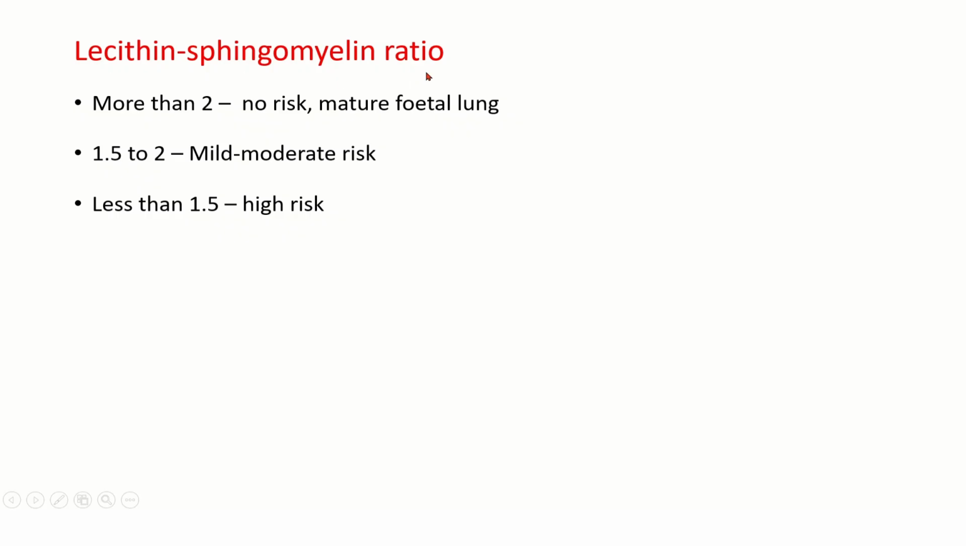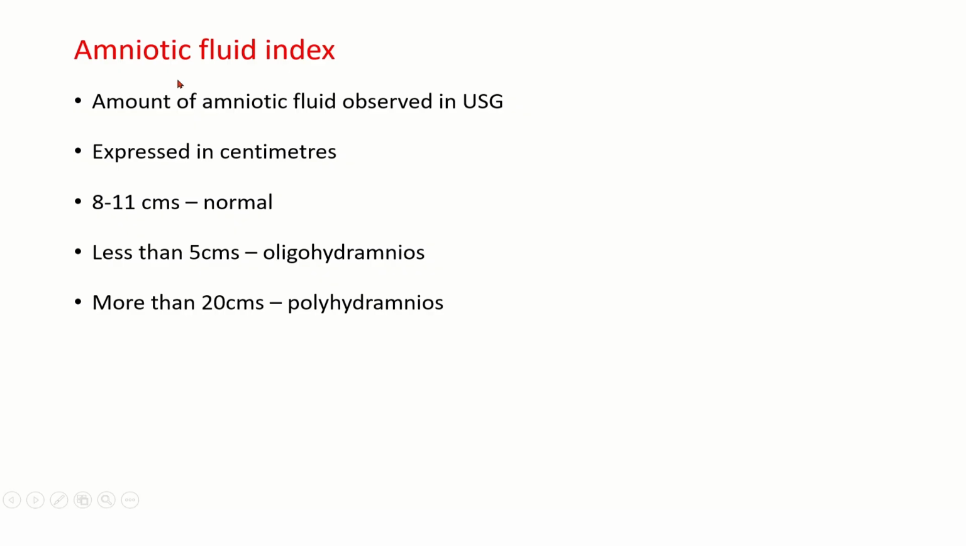And then lecithin sphingomyelin ratio, especially for lung maturity. If it is more than 2, mature fetal lung, 1.5 to 2, mild to moderate risk, and less than 1.5 it is high risk. The amniotic fluid index, the amount of amniotic fluid, is observed using ultrasound and expressed in centimeters in 4 quadrants. So overall it is 8 to 11 centimeters, which is normal. If it is less than 5 centimeters, we call it oligohydramnios, and if it is more than 20 centimeters, we call it polyhydramnios.